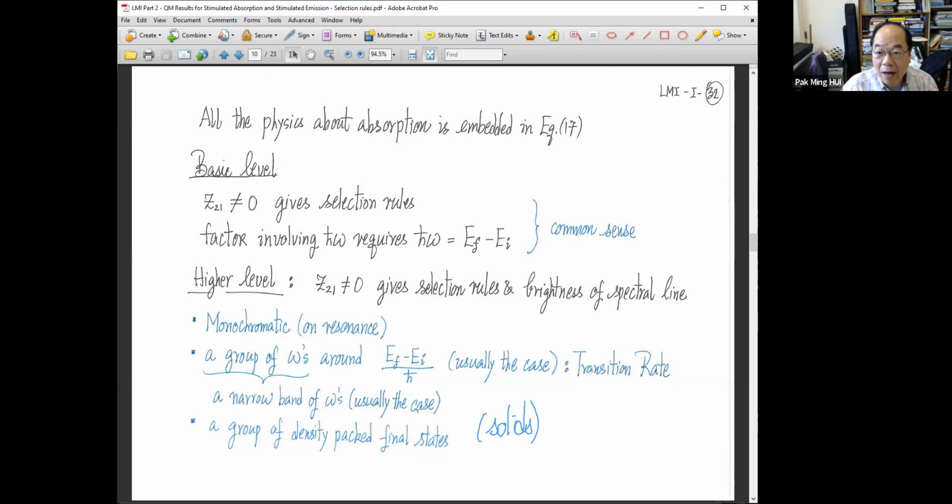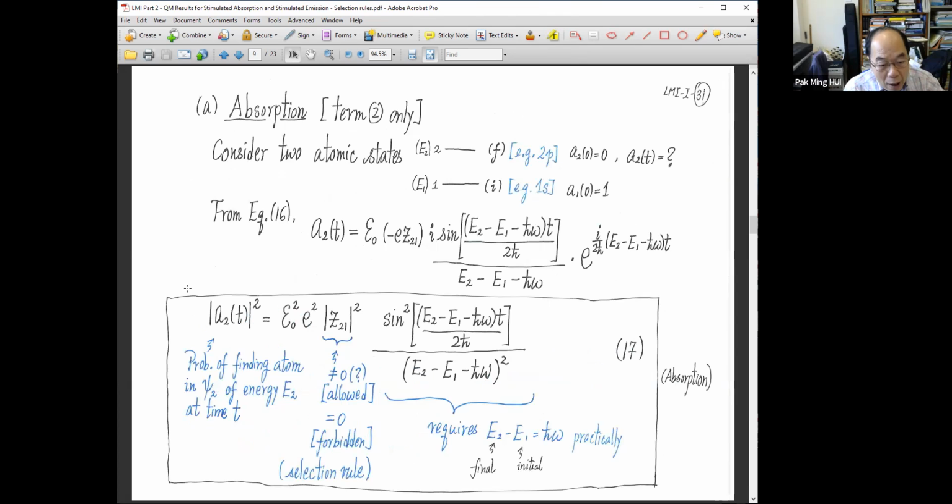So-called energy bands are Schrödinger equation solutions. The energies are densely packed. Therefore, from one initial state, even if you give me an h bar omega, there are quite a number of final states for possible transitions. Nonetheless, all this higher level understanding can be worked out based on equation 17. All right, so we will try to develop a little bit further, but we will not do the group of final states case.